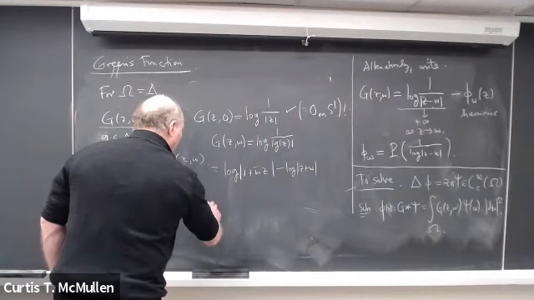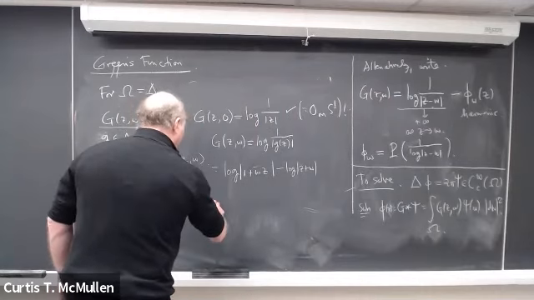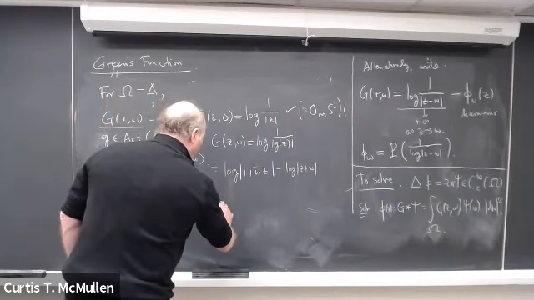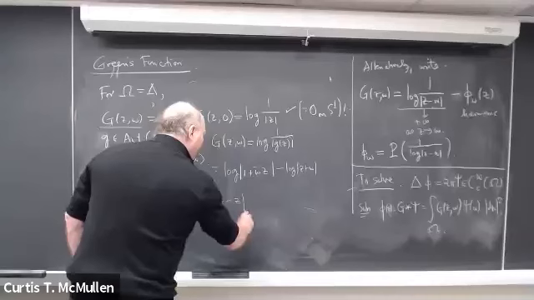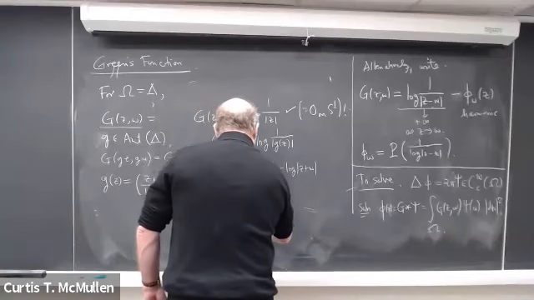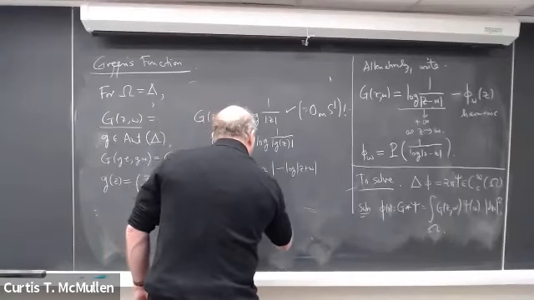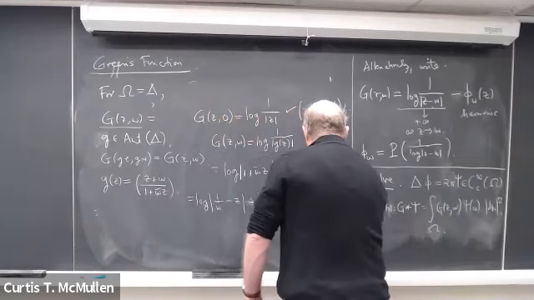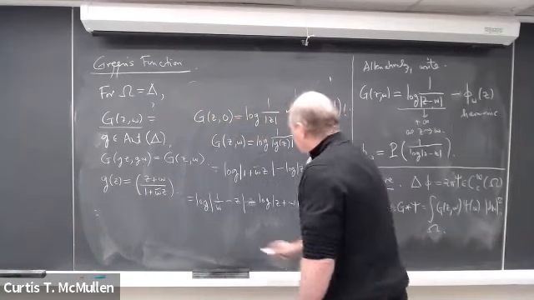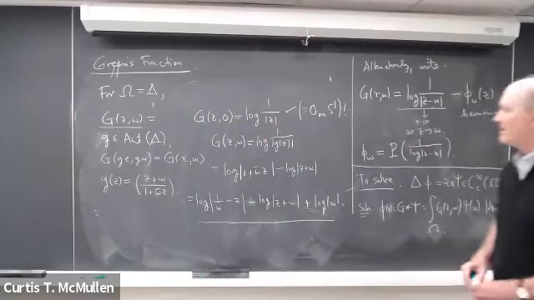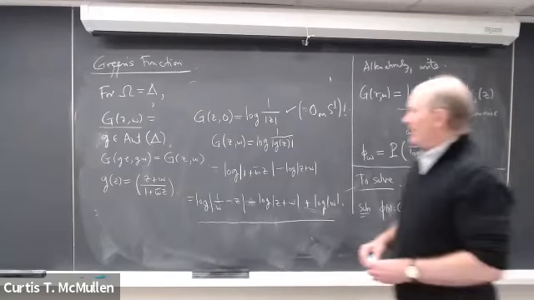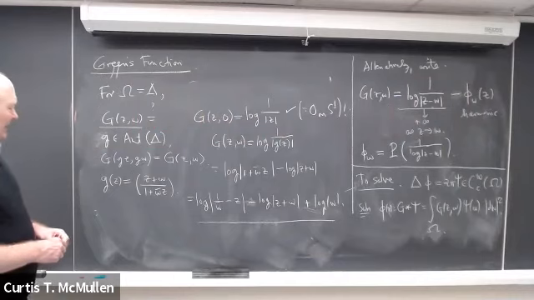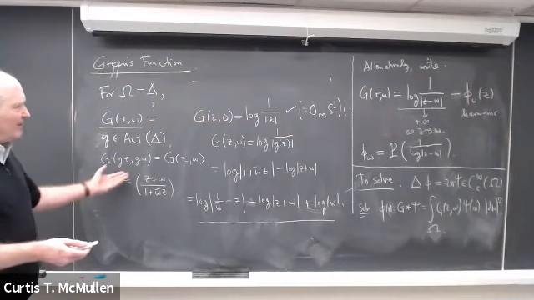the log of, I'm going to factor a w out of this. So this is the log of 1 over w bar minus z, minus the log of z plus w, plus a constant, which is the log of the absolute value of w. So that's the explicit formula for the Green's function on the disk. And we get it just from our knowledge of Mobius transformations.